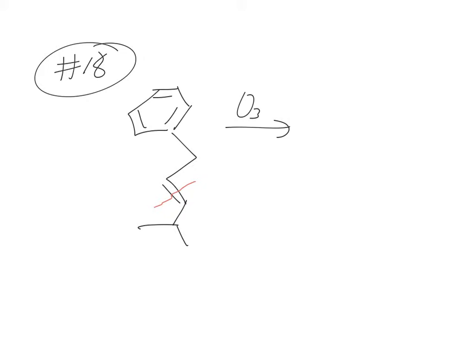But be careful. We should always, of course, number our carbons and add our H's on the alkene. Number 1, 2, 3, 4, 5, 6, and I'm just going to call that whole thing 7. What kind of carbonyls are we going to make? Aldehydes. Do we see that? Because there are H's, so those are aldehydes.